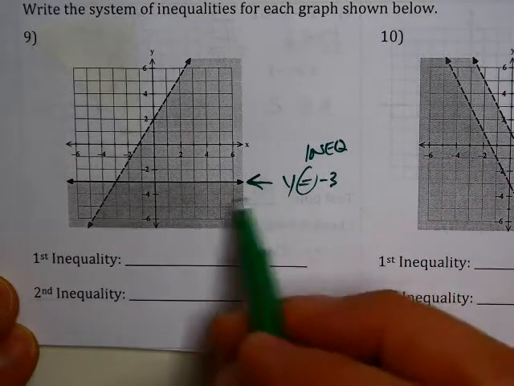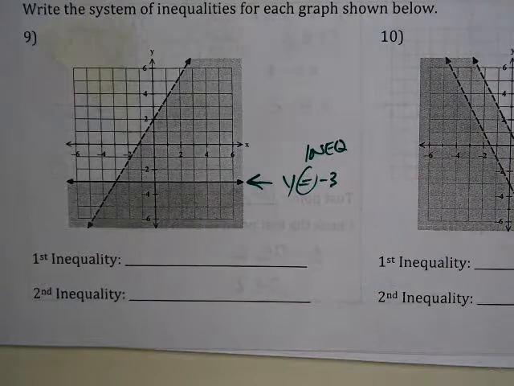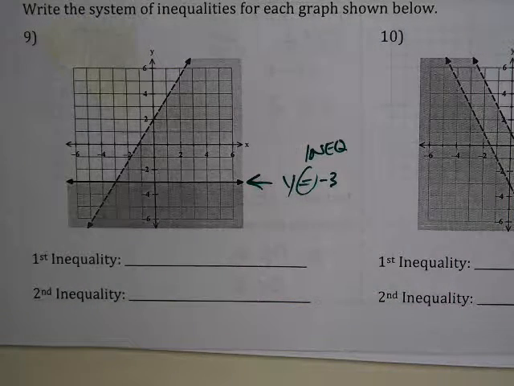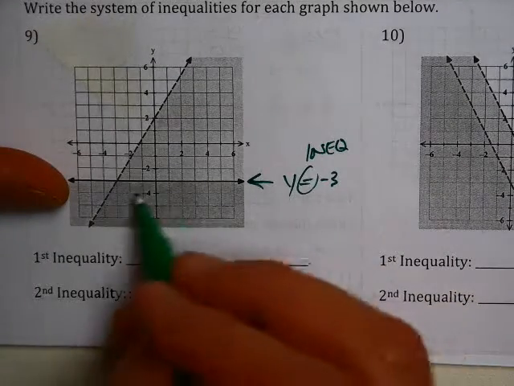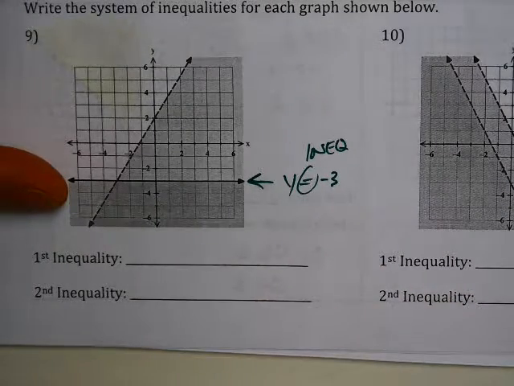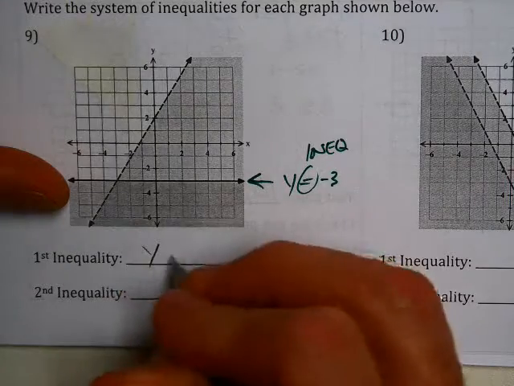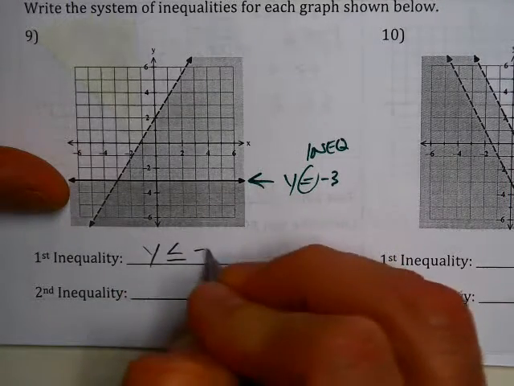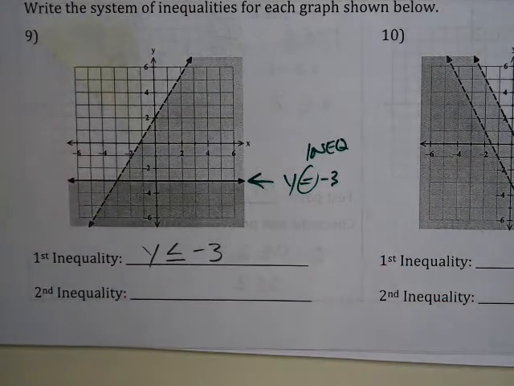So where is the shaded part here, above or below for this one? Below. What are the y values below this? Are they larger or smaller? Smaller. So this is going to be y is less than or equal to -3, because we have a solid line there, right? Okay, so that one's done.